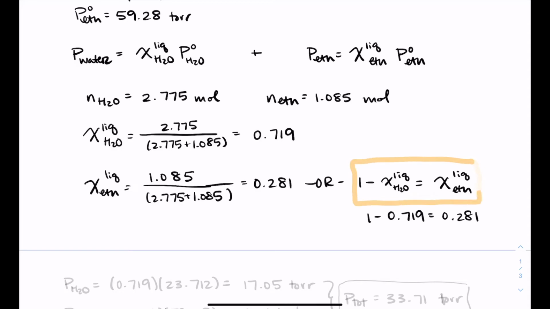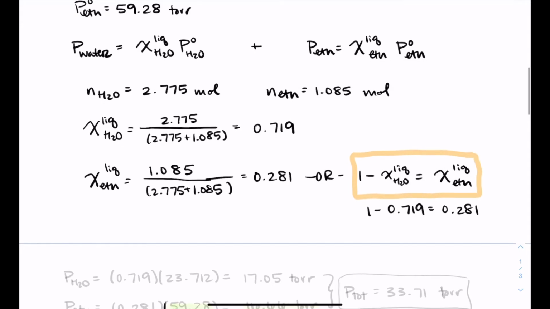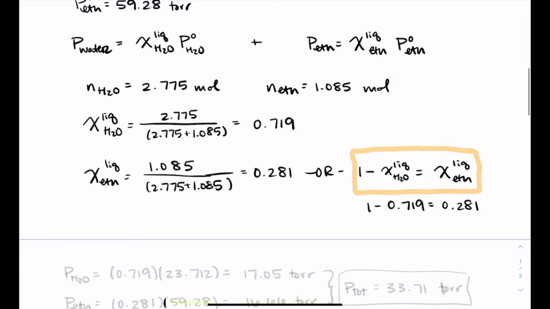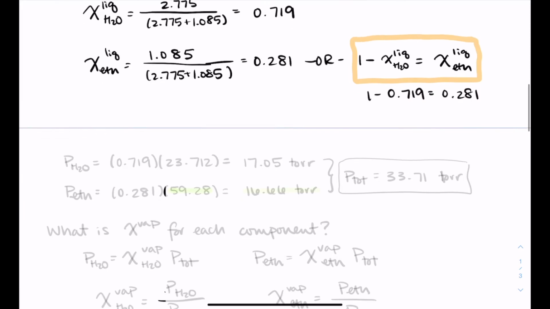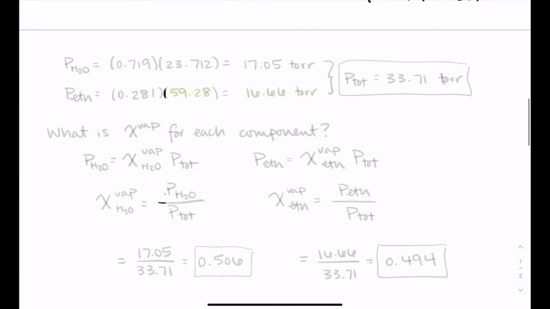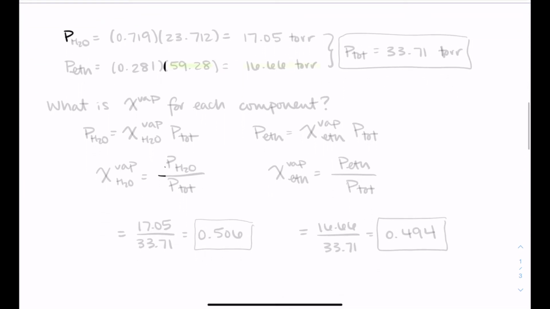So this is similar to what we did with weighted averages with isotopes, where the percent abundance of the isotopes had to add up to 1 or add up to 100%. You can and will need to use that same principle here with the mole fractions of the components of the binary liquid mixture. So my pressure of water is the mole fraction times the pure vapor pressure. So I get 17.05 torr. For ethanol, mole fraction times the vapor pressure, I get 16.66 torr.